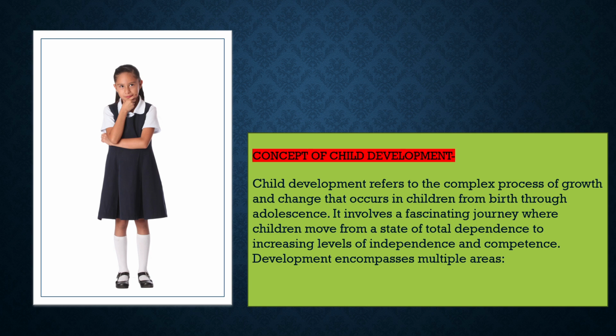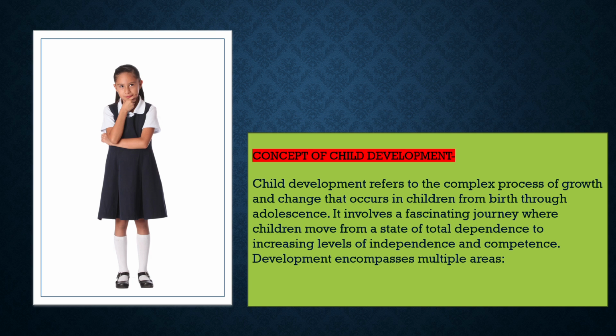So as we know, in schools we deal with teenagers or adolescents, right? So children from 3 years to 18 years, we deal with them in schools, right? So that's why we have to understand the children of certain age groups. So it involves a fascinating journey where children move from a state of total dependence to increasing level of independence and competence. Development encompasses multiple areas.